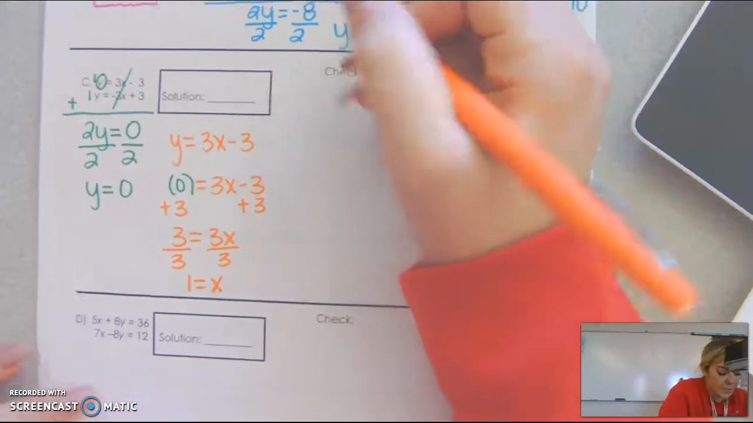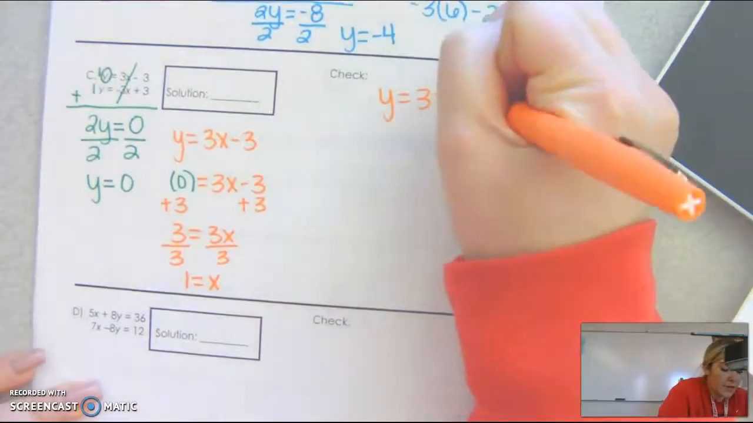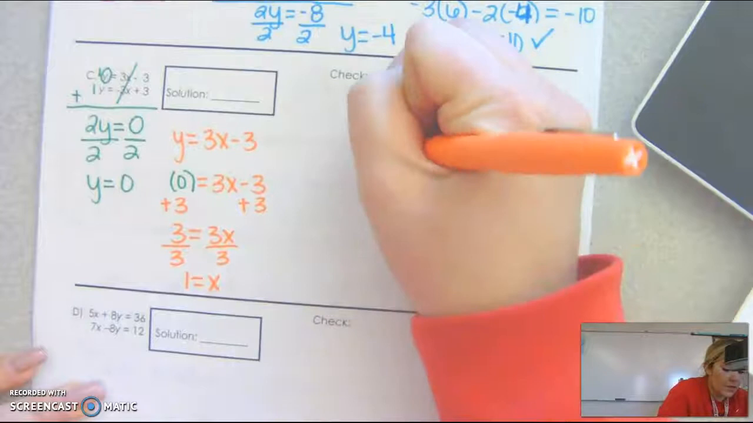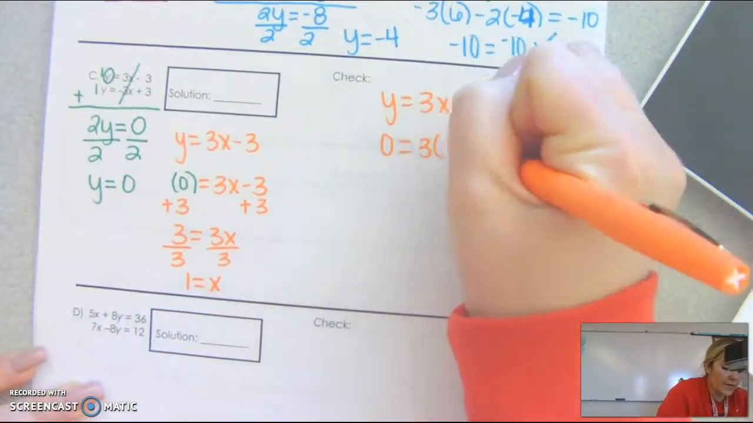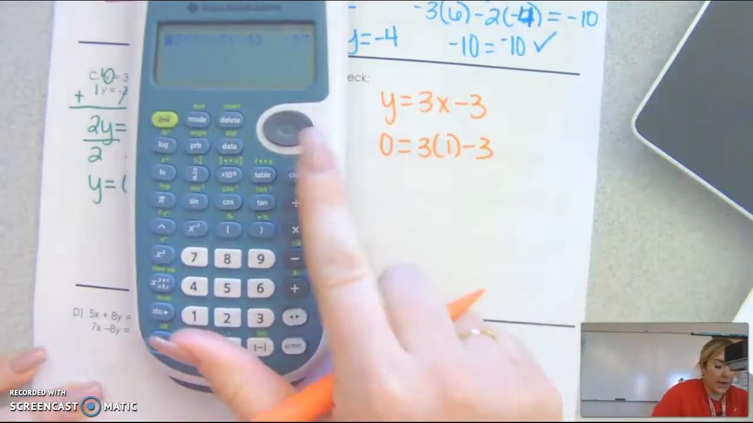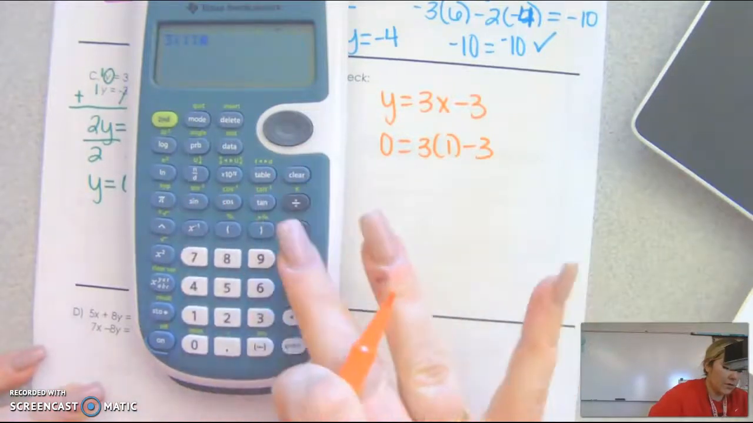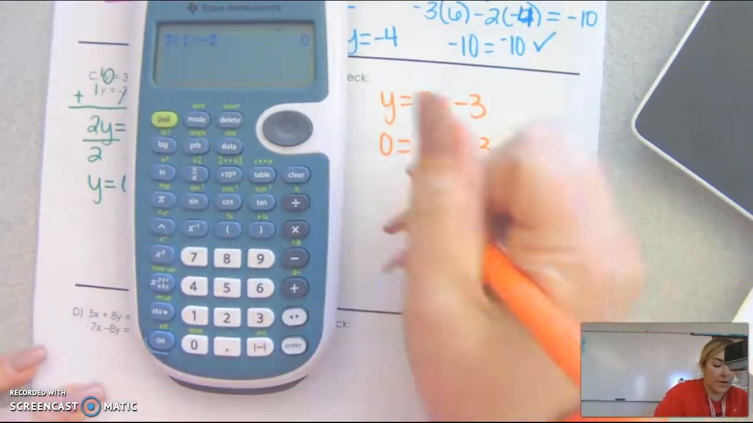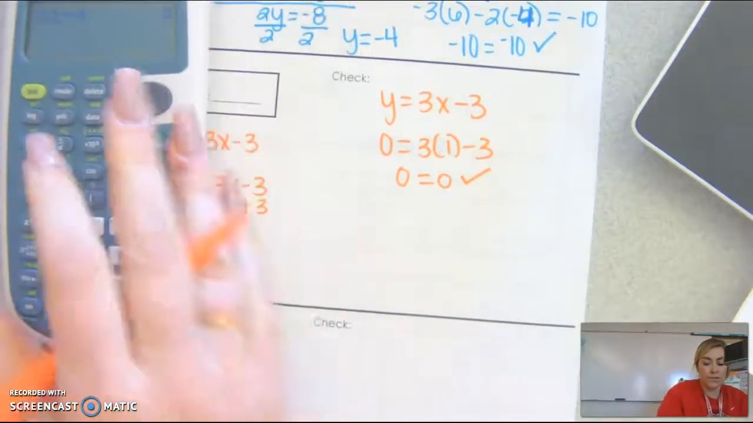Let's check it. So I have y equals 3x minus 3. I'm plugging in 0 for y and 1 for x. I'm going to type this part into my calculator. So 3 times 1 minus 3, and I get 0. 0 equals 0, so we're good.